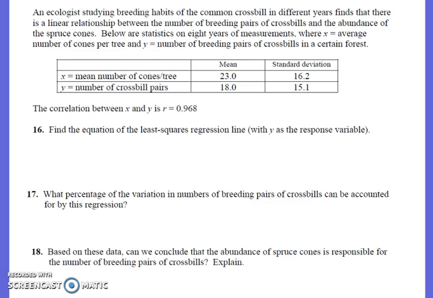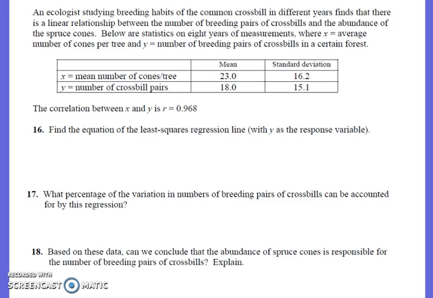This is a little bit different. Breeding habits of the common crossbill in different years finds that there is a linear relationship between the number of breeding pairs of crossbills and the abundance of the spruce cones. And then they've given us statistics on 8 years of measurements. They've already told us that X is the average number of cones per tree and Y is the number of breeding pairs of crossbills in a certain forest. So I already know what X is and what Y is. We don't have to do that ourselves.